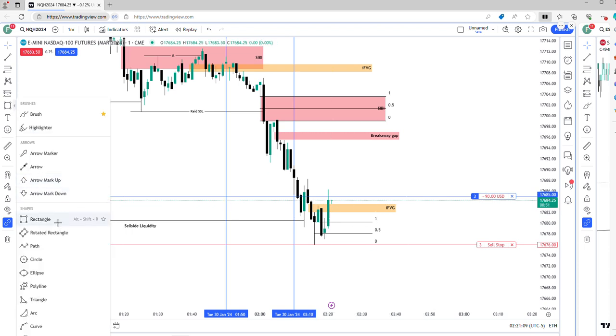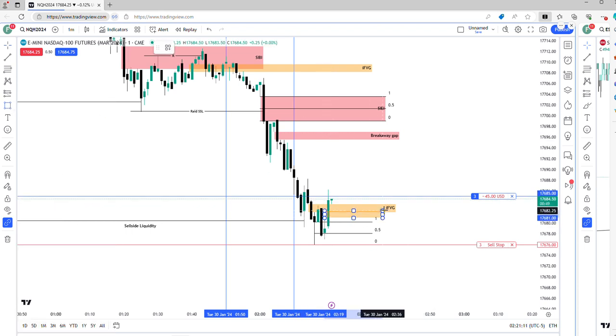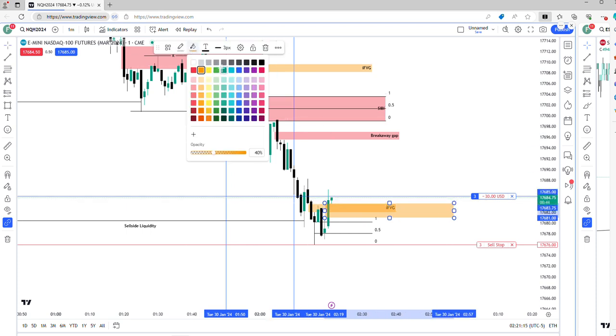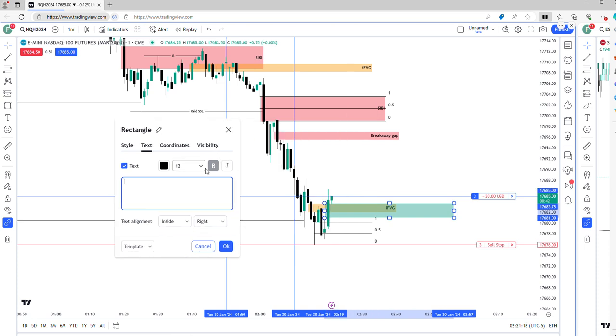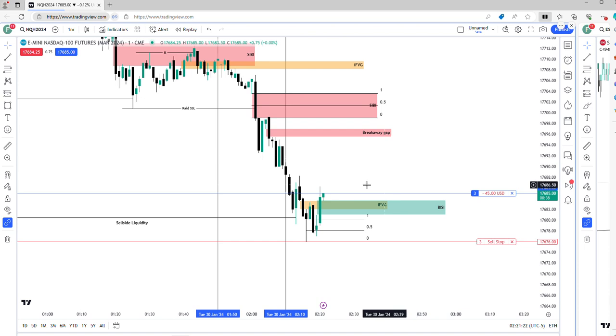If we trade back into this and form a BISI, then that will be my second entry for a long position. So I'm just going to mark all these things out for you guys and show you why I'm entering the trades and what I'm doing here. So essentially, we're taking out sell side liquidity.